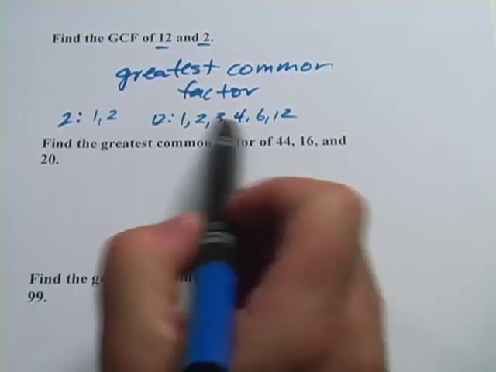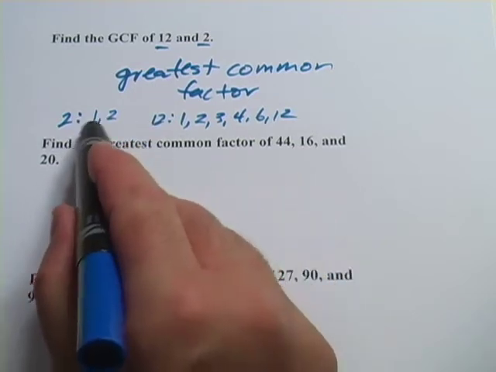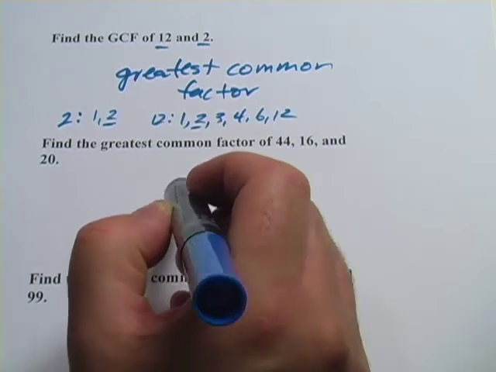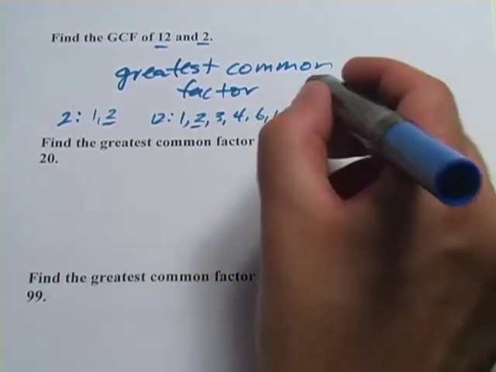And then we want the number that's in common in both lists, and that's the biggest. Well, it's pretty easy. If 2 only has 1 and 2, 2 is definitely the biggest one over here, and 2 is also on this list, so they have them in common. So the greatest common factor is 2.